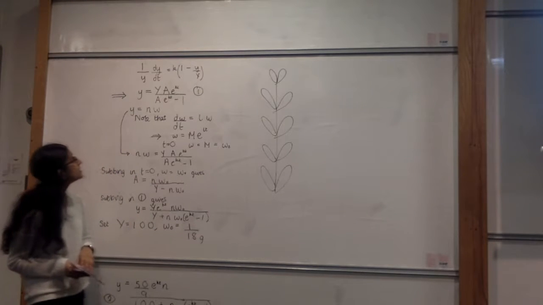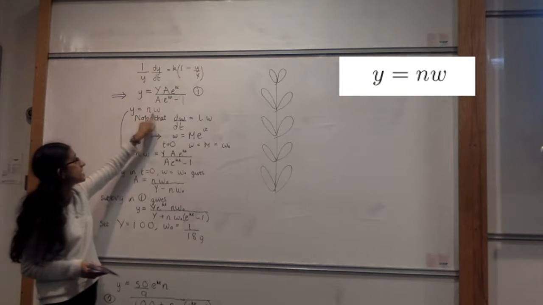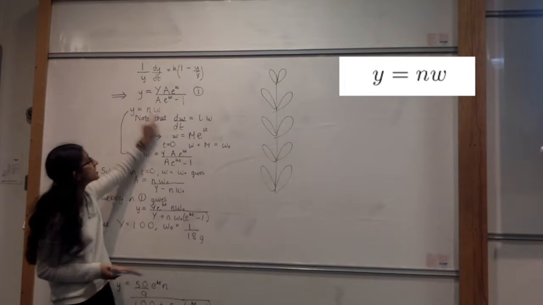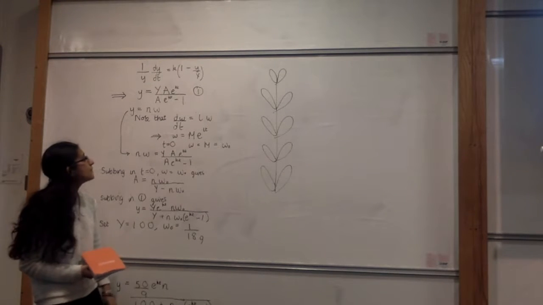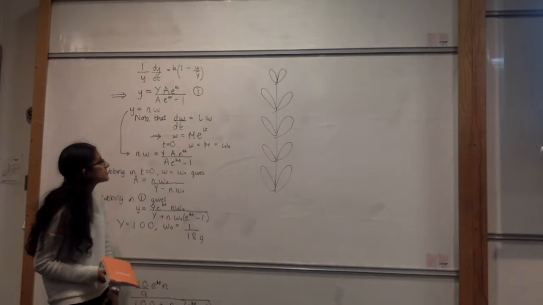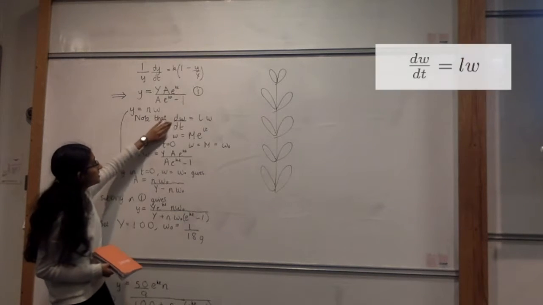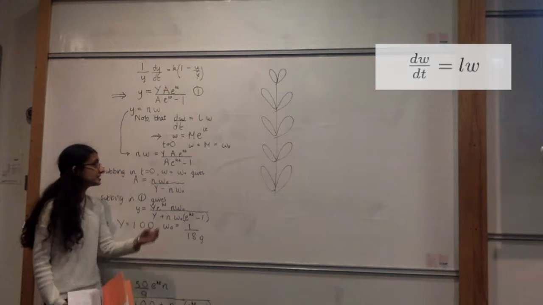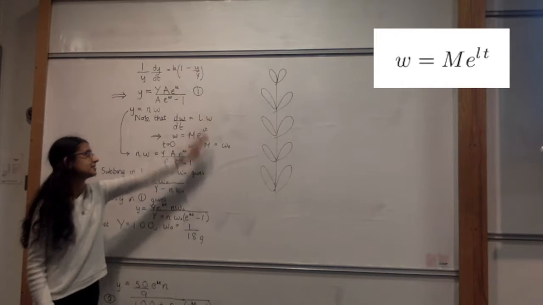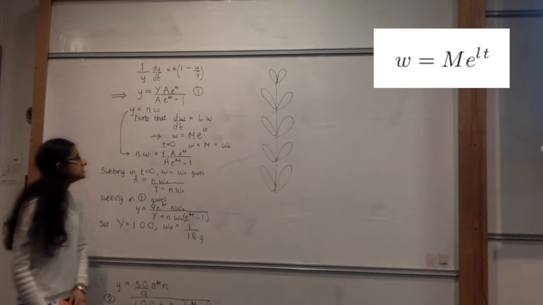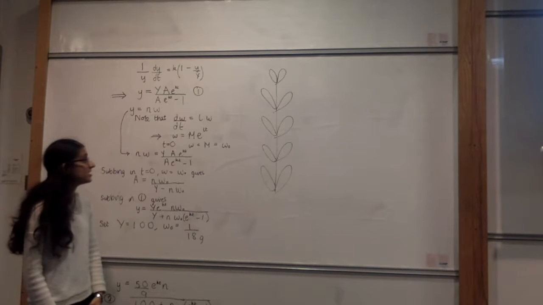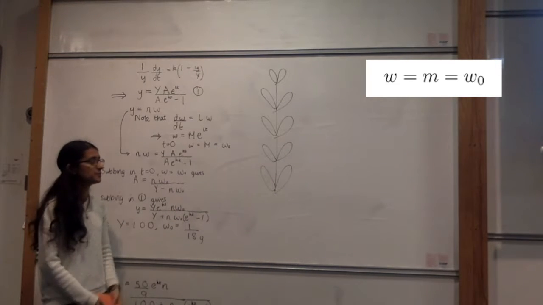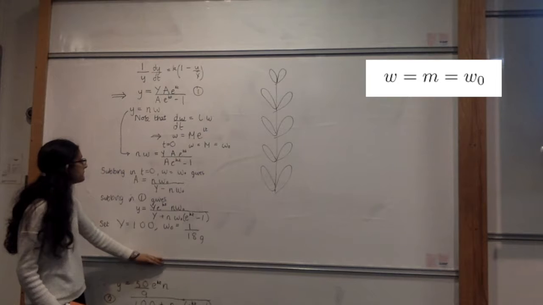Okay, so now we can note that little y equals NW. So the yield can be expressed in terms of the number of plants n times the weight of one plant. We know that the weight of one plant varies with time, so we can set up a differential equation, as shown here, dW over dt equals LW, where L is just a constant. Solving this, we find W equals Me^(Lt), where M is again just a constant. Substituting in t equals 0, we find that W equals M, and from now on we'll call this W0 because it is the weight at time 0 of the plant.